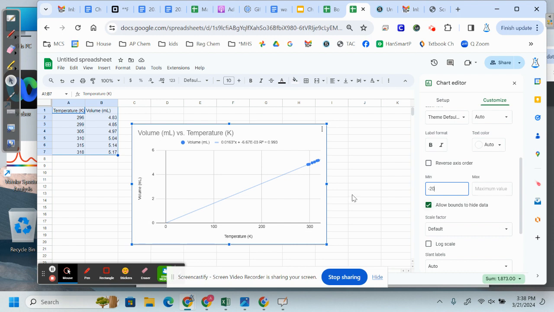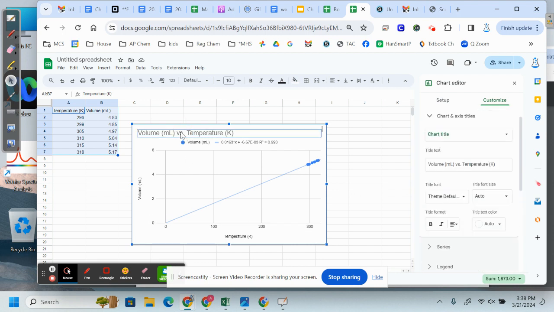Okay, from there, you can go ahead and make your title a little more descriptive. So like volume of what? So maybe volume of trapped gas in a pipette, something like that. All right, that's looking to be a really good graph.